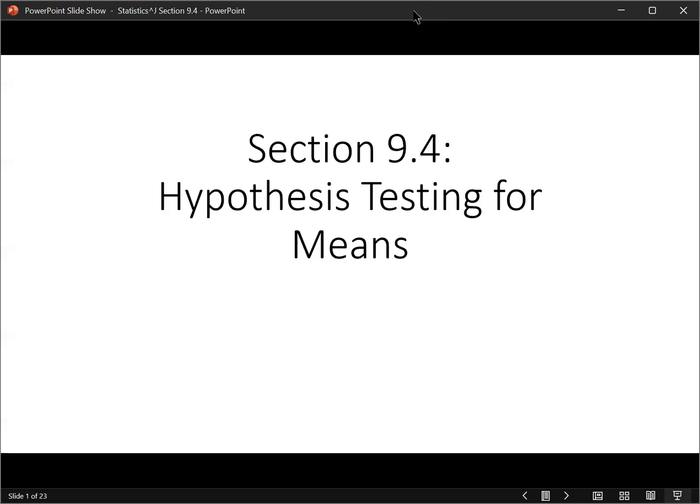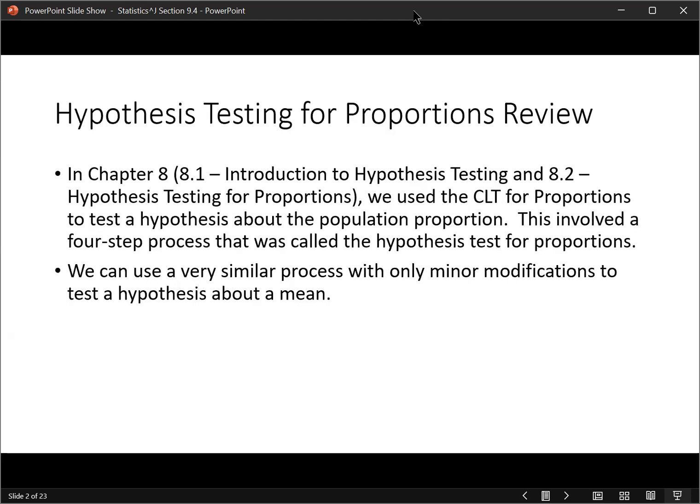Hello. In this video, we will cover section 9.4, which is on hypothesis testing for means. In chapter 8, we used the central limit theorem for proportions to test a hypothesis about the population proportion. This involved a four-step process that was called the hypothesis test for proportions. We can use a very similar process with only minor modifications to test a hypothesis about a mean.